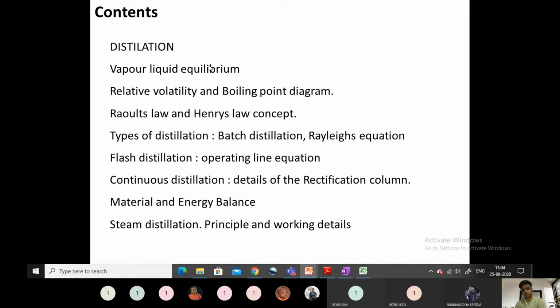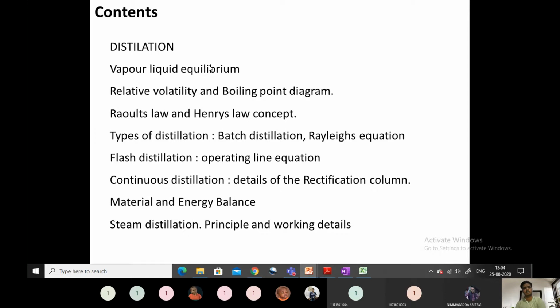At what vapor or liquid mole fractions the particular component will exist, whether it is existing in a liquid form or in a vapor form, we can define using their mole fractions or the volume fractions. Based on those experimental values, we will define the phase diagrams.